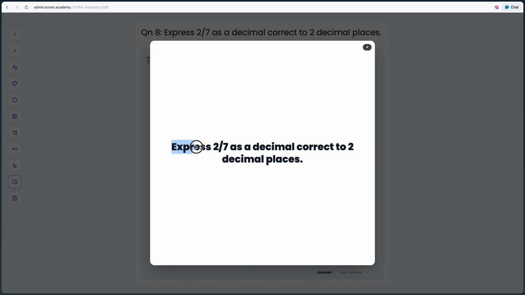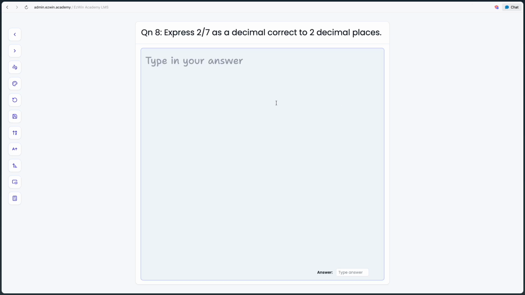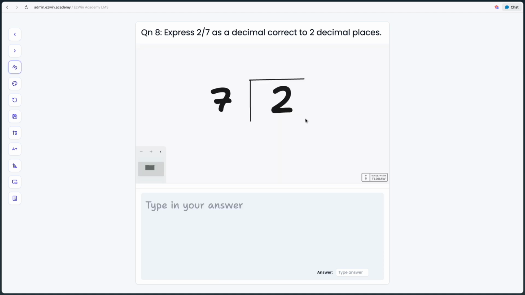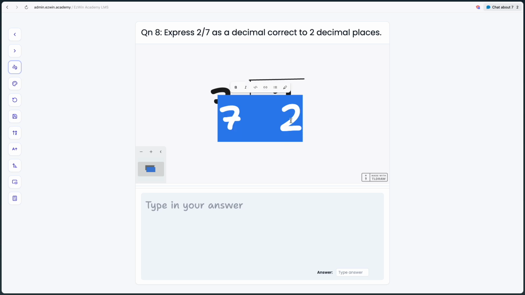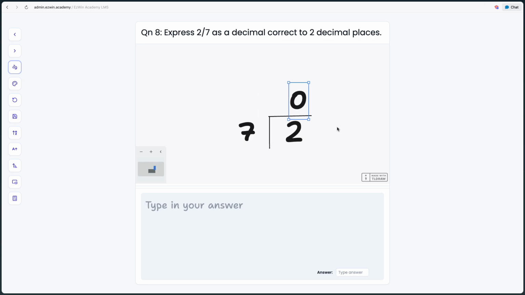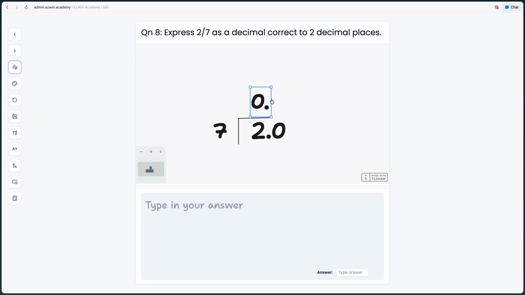Question 8. Express 2 out of 7 as a decimal, correct to 2 decimal places. So in this case, we need to do workings. So it looks something like this. First we cannot divide 2 by 7, so we'll put 0 over here. Then after that, we'll put a decimal point. Then after that, we'll put a 0 like this. Then we will minus, not 21 but 14. So minus 14, and this will give us 0.2.